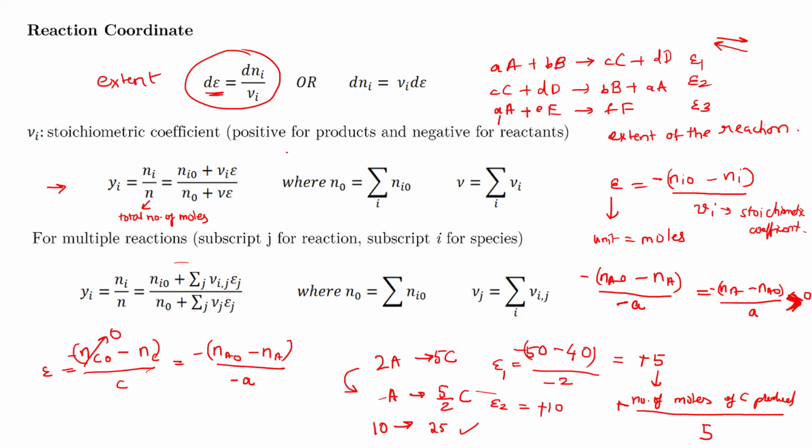For multiple reactions, as I explained here, if I have one more reaction, including A, then I will write A into epsilon 1 minus A1 into epsilon 3. I will write like this: Na naught minus A epsilon 1 minus A1 epsilon 3. And the units are balanced here because the unit of epsilon is number of moles, moles only.